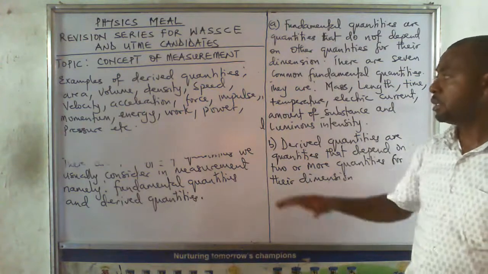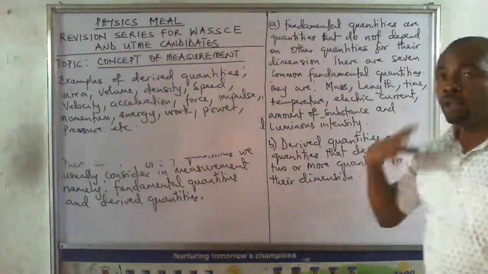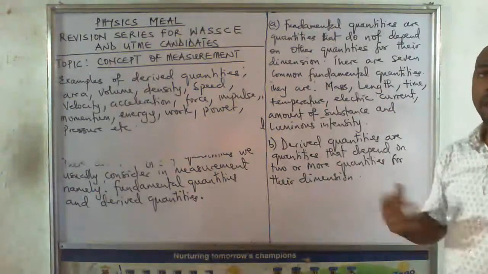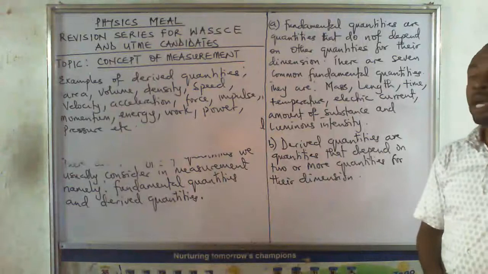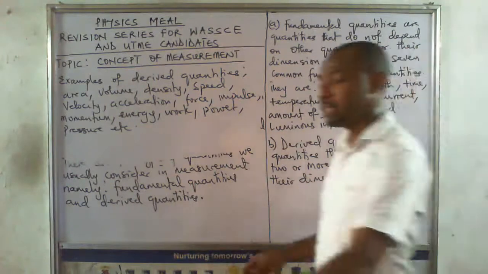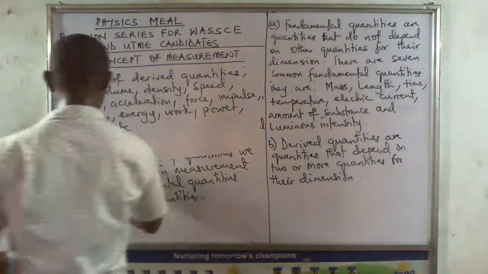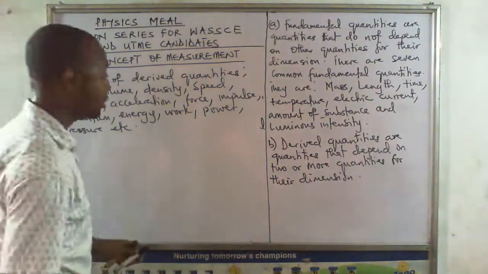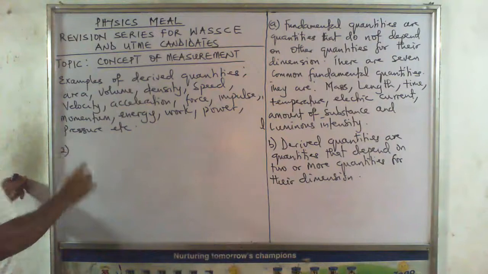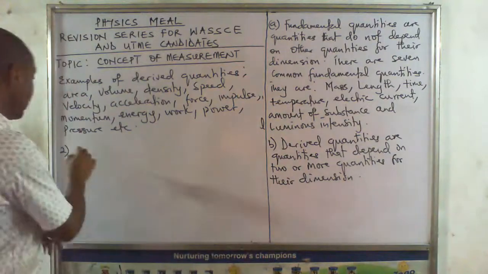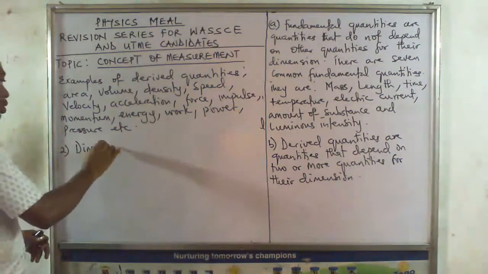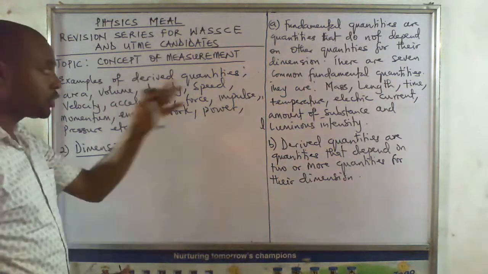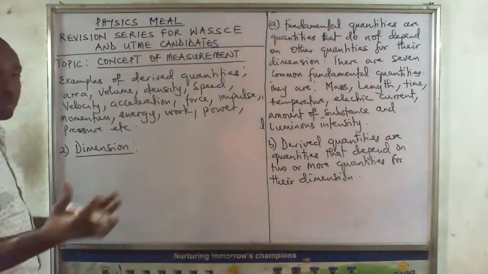So quickly, at least we now know what a quantity is. We now know what fundamental quantities are, and we now know what derived quantities are, with examples. Now we have to quickly look at the concept of dimension. The second important term that we usually look at in measurement is what we call dimension. Let me say one thing about dimension before we move to unit.